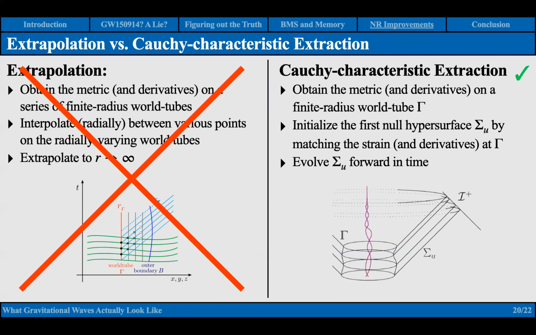They don't. A better way to do it is to actually solve Einstein's equations on the region connecting your world tube to asymptotic infinity. The way you do that is you run what's called Cauchy-characteristic extraction. You take the same metric you get from your Cauchy evolution, but now you build a numerical code that creates a null hypersurface that connects your world tube to asymptotic infinity. Then you evolve that forward in time, where your inner boundary conditions are set by the data on your world tube and your outer boundary conditions are set by the boundary conditions you would have at infinity, namely that nothing comes in from infinity.